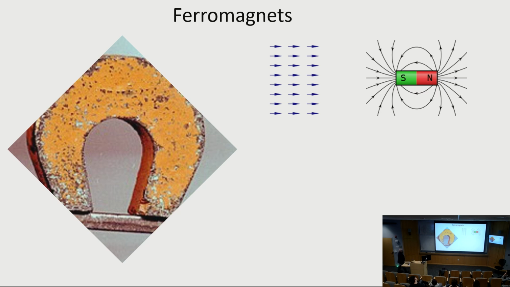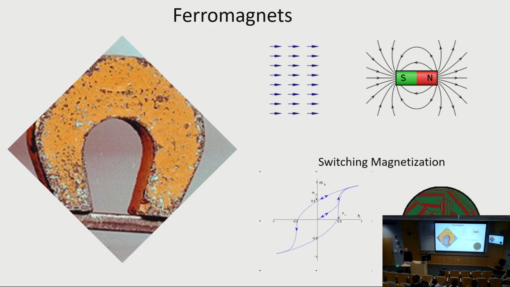And in a ferromagnet, you have atoms. Each atom possesses a magnetic moment, and these moments are aligned in the same direction. So you have the north pole, the south pole, right? And an important part in the physics of ferromagnets is that you can switch their magnetization, right? If you apply a magnetic field in a certain direction, the magnetization changes from up to down.